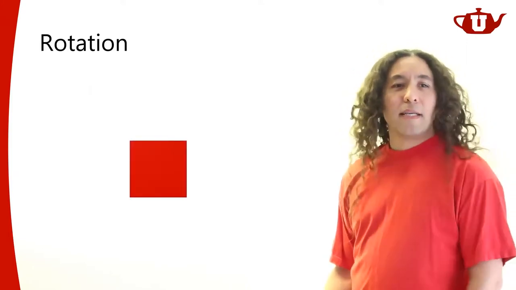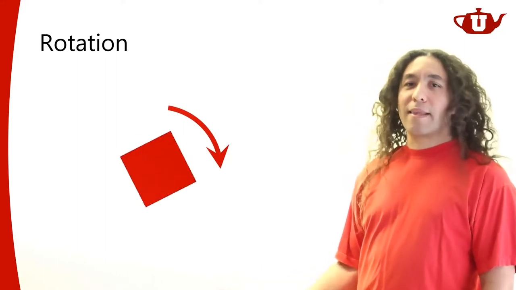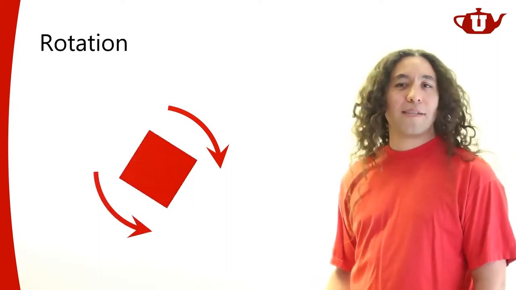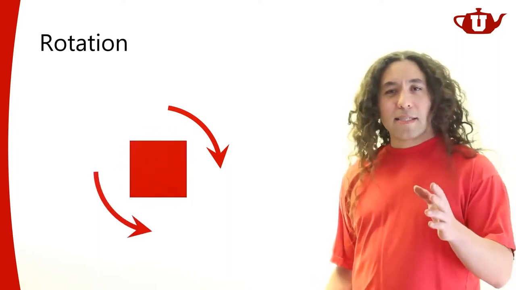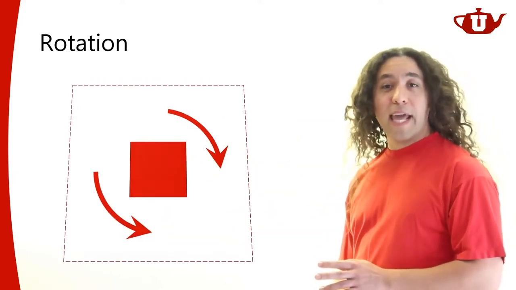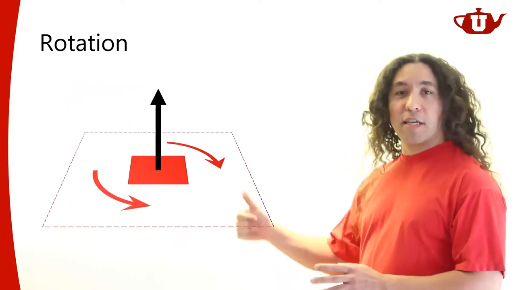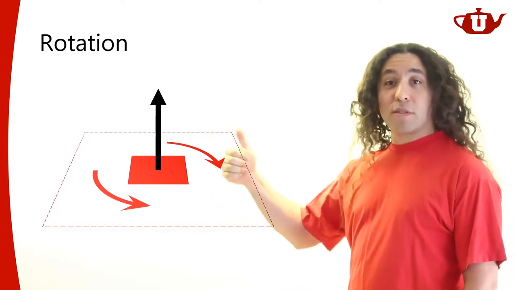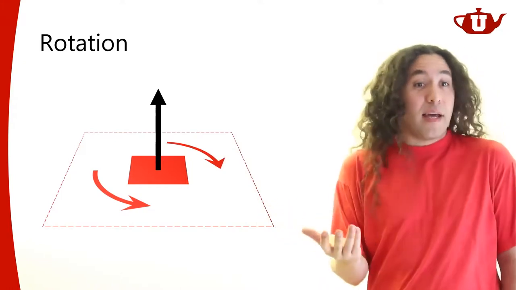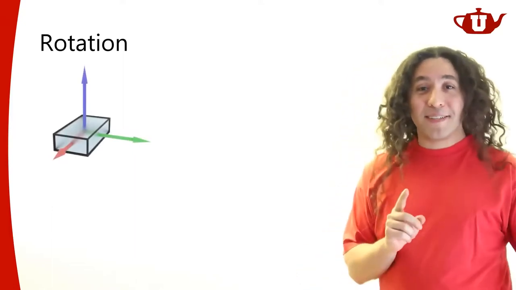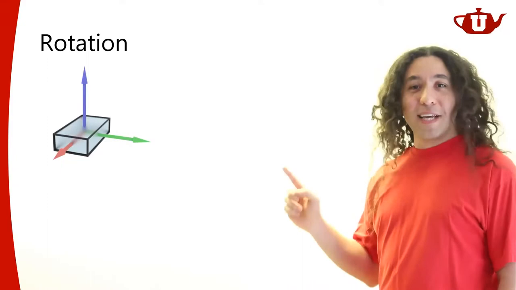Now in 2D, when I have an object, I can rotate it clockwise like this, or I can rotate it counterclockwise, right? But nonetheless, the rotation is always happening in this plane. So the axis of rotation is always the same. I'm moving it right or left, clockwise or counterclockwise, but I always rotate it around the same axis in 2D because I don't have another axis to rotate anything around. But when we go to 3D, things are going to be a little bit different. In 3D, I can rotate things in various ways.